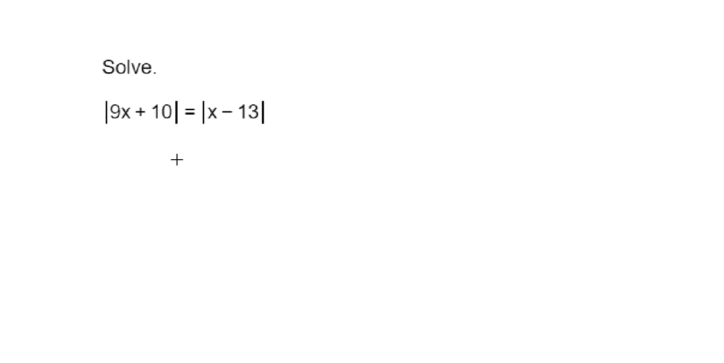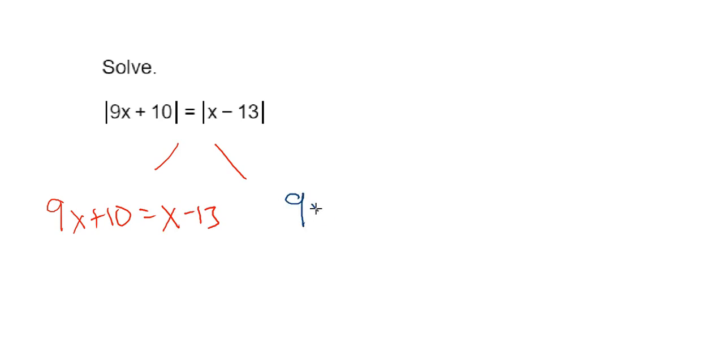So even though it looks like it might be more complicated, and it is a little bit more complicated, the steps are still the same. You want to get this absolute value by itself, which should already be the case for problems like this. You're going to split it into two equations. The first equation will be exactly the same as the original, but without either absolute value. Right? So you're going to have 9x plus 10 without the absolute value equals x minus 13 without the absolute value.